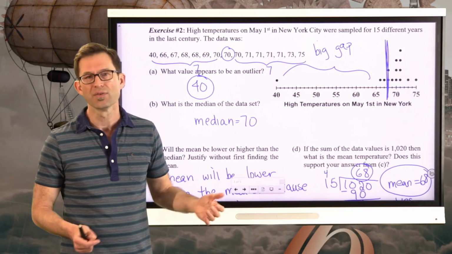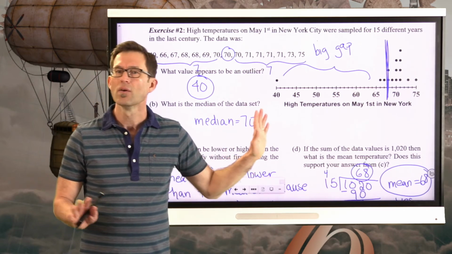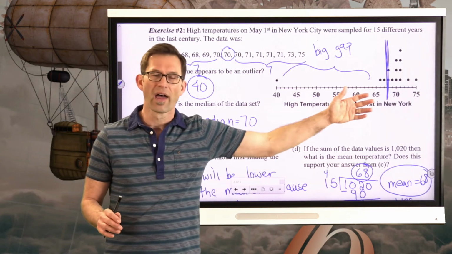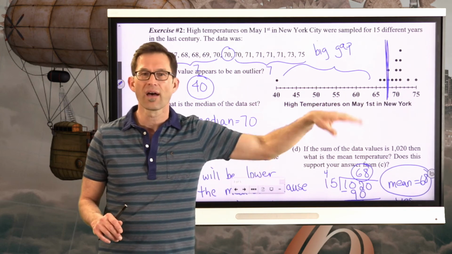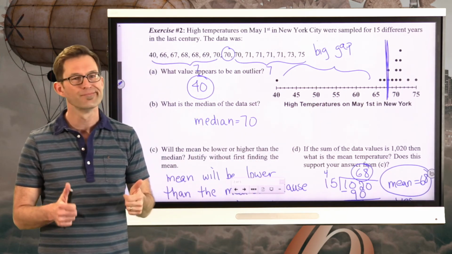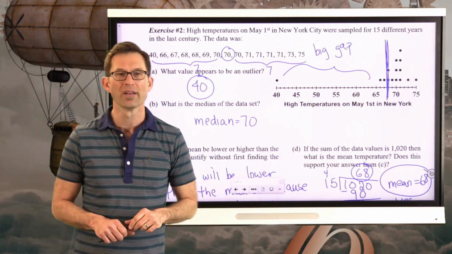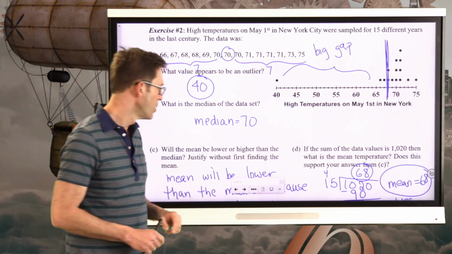On the other hand, if you said the median is 70, well, now that makes all the sense in the world. Half the temperatures are above 70, half the temperatures are below 70. You bet, we've got that kind of median.